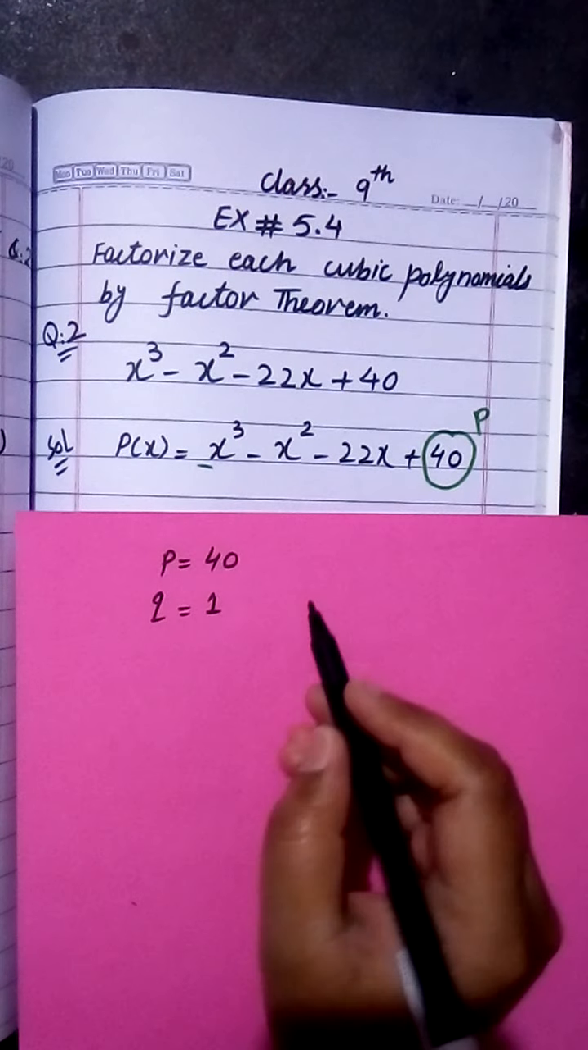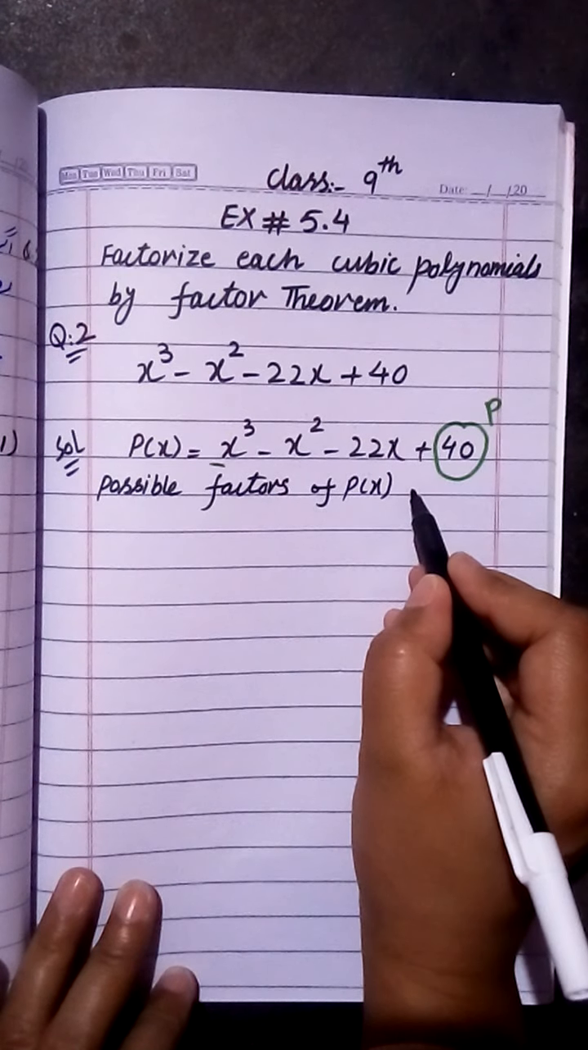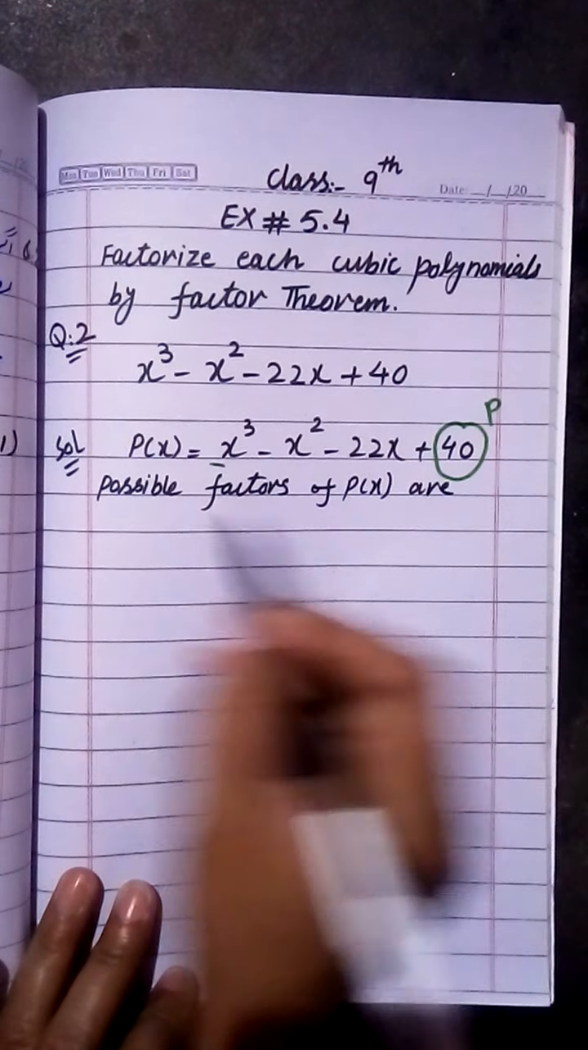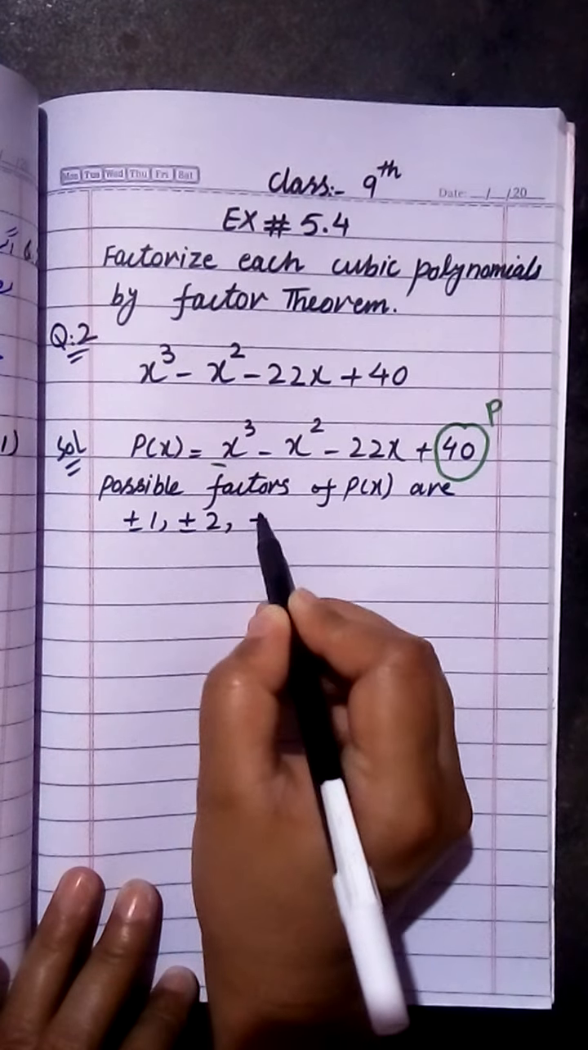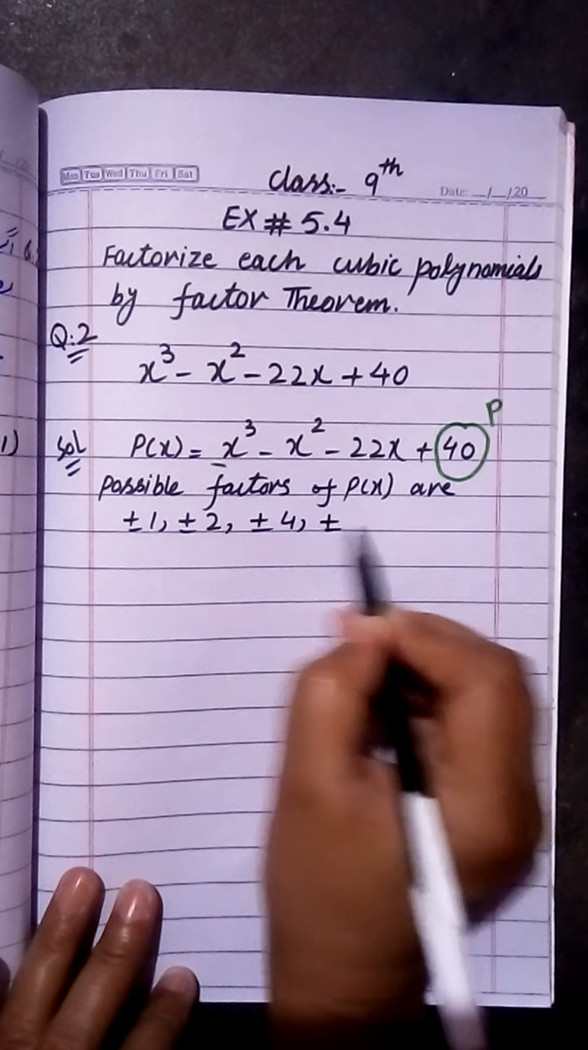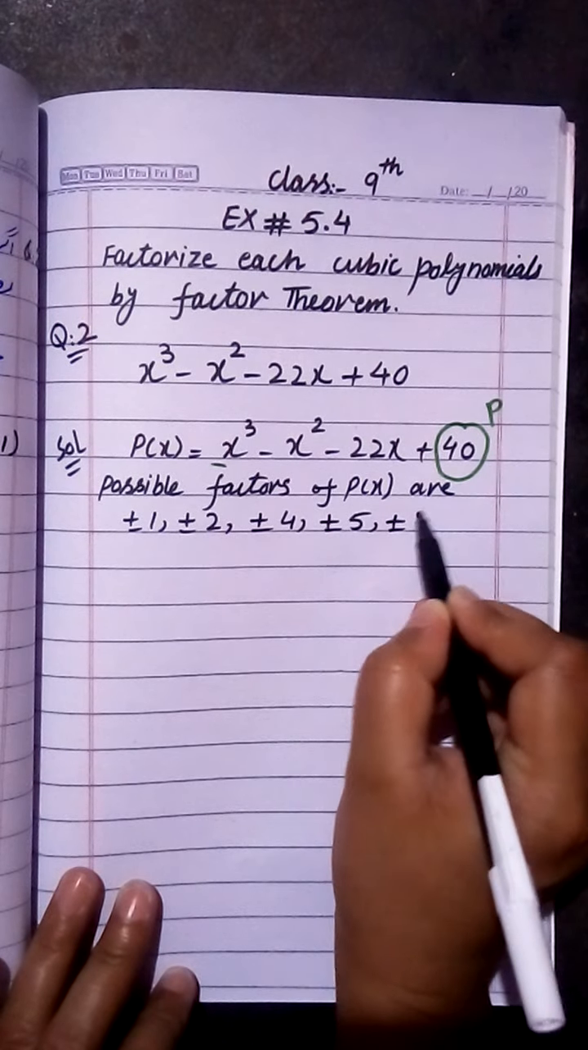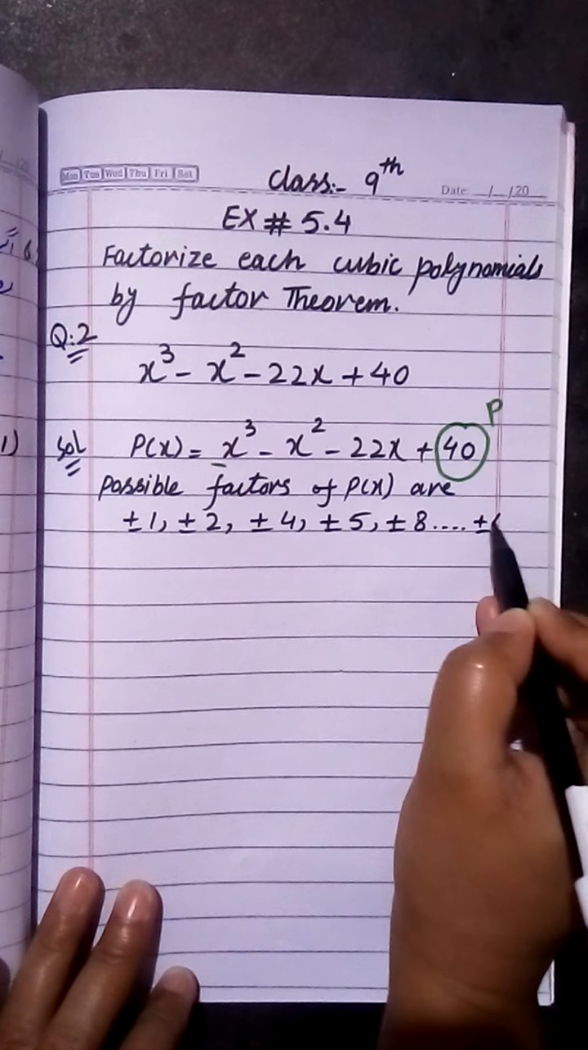Now we have to apply. So you can write the answer statement here. You can write here: possible factors of p(x) are plus minus 1, plus minus 2, plus minus 4, plus minus 5, plus minus 8, up to plus minus 40.